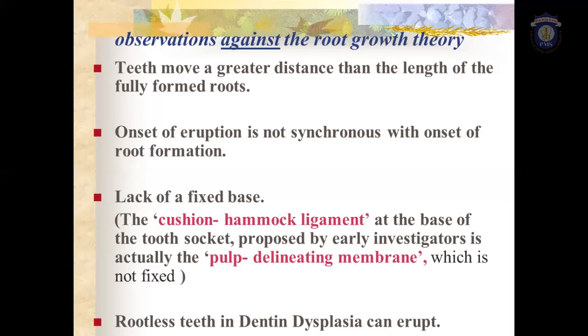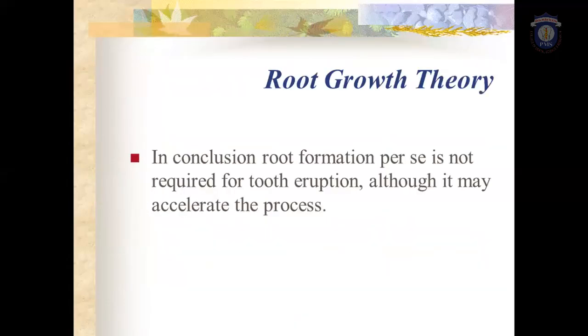Previously, a histological structure was thought to act as a fixed base. That was the cushion hammock ligament, which was seen at the base of the tooth socket. However, this is a limiting membrane and it is not a fixed base. The last reason cited against the root growth theory is that rootless teeth, which are seen in dentin dysplasia, a dental anomaly, can also erupt. So even without formation of root, the teeth can erupt. So these are the factors which go against the root growth theory.